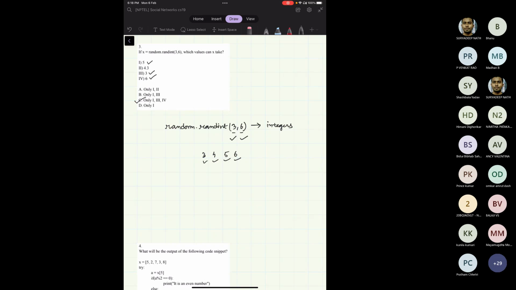So the correct option here is option C. 1, 3, and 4, the options 1, 3, and 4 in Roman numerals, are the valid outputs of this function, and hence option C is the correct answer for this question.